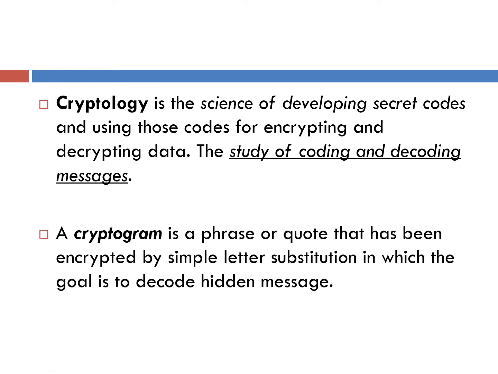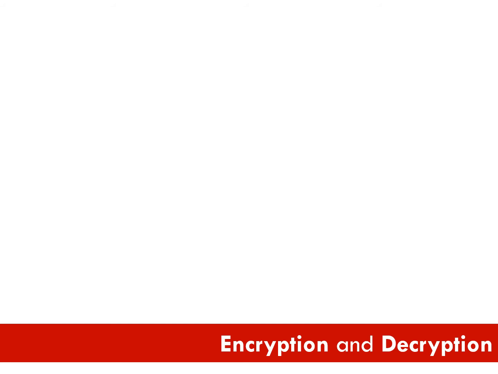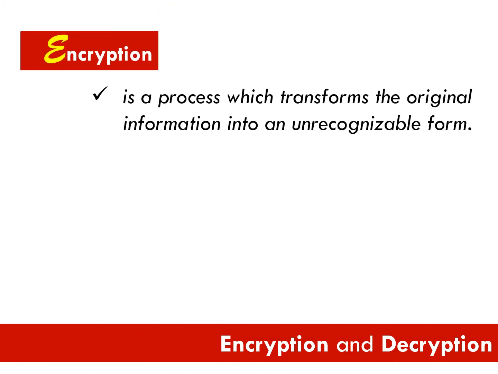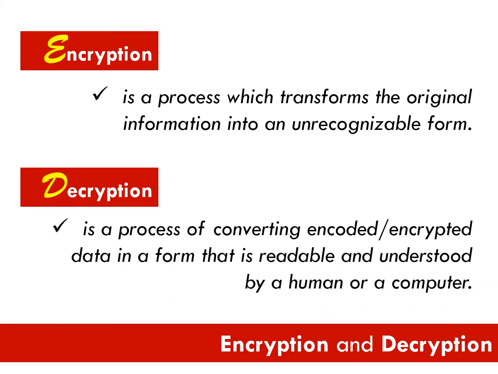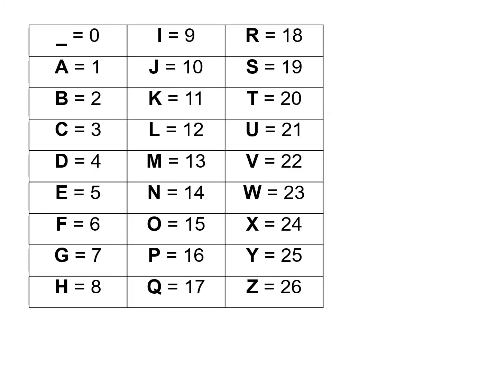A cryptogram is a phrase or code that has been encrypted by a simple letter substitution in which the goal is to decode hidden messages. Cryptology involves the process of encryption and decryption. Encryption is the process which transforms the original information into an unrecognizable form, whereas decryption is the process of converting encoded or encrypted data into a form that is readable and understood by human or computer. Encryption and decryption require the use of some secret information.